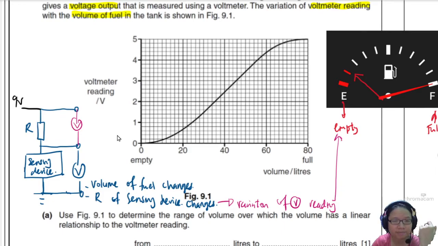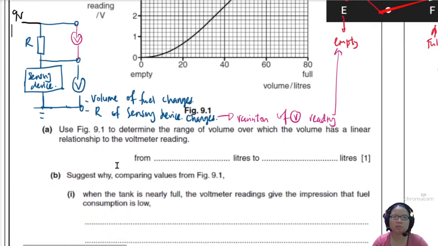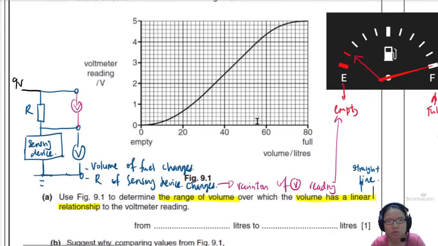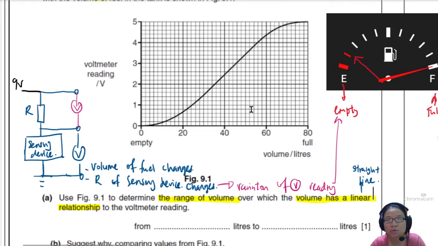Any power supply? Okay, so use figure 9.1 to determine the range of volume over which the volume has a linear relationship with the voltmeter reading. So when we say linear, what do we mean? We mean that this linear relationship has to be a straight line. So let's look at the graph and figure out where is the straight line. Where in this graph is a straight line?